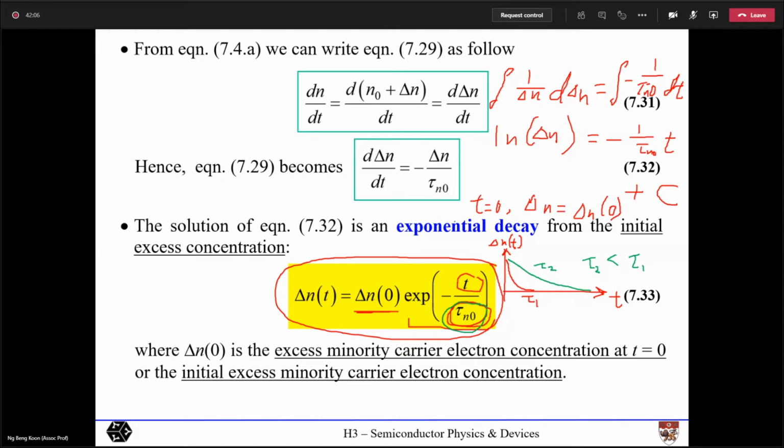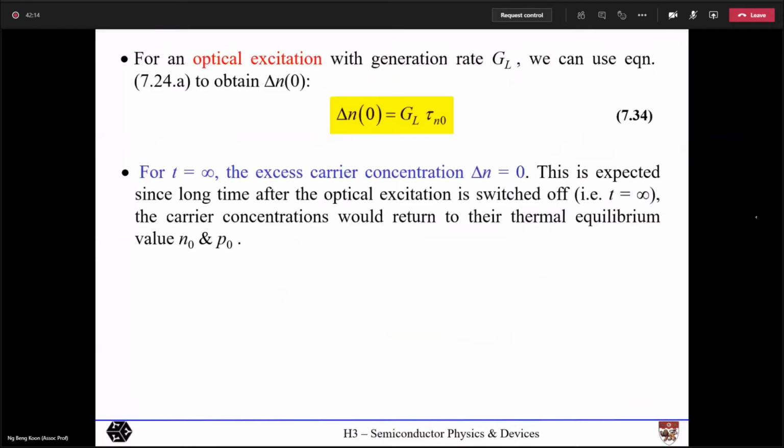So it's basically just a simple exponential function bringing the excess concentration back to 0. And of course, with the optical illumination, we see that at steady state, your original excess carrier concentration is G_L tau N naught. So we can actually put this into the equation as well as the starting value.